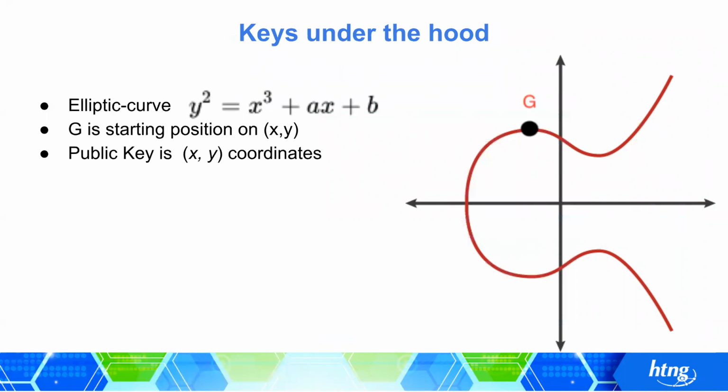and the main concept under the hood is the elliptic curve. The elliptic curve is based on the function y squared equals x cubed plus a times x plus b, where a and b are rational numbers.